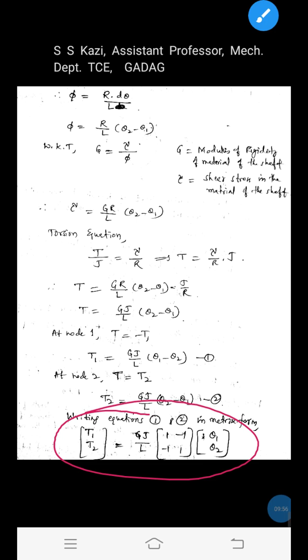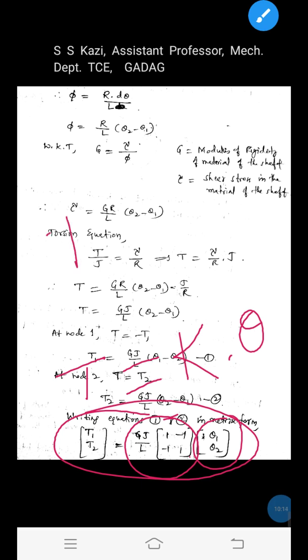Okay, now you can observe here, this can be written as: the vector T is equal to this matrix, GJ by L into [1 -1; -1 1]. This matrix is the torsional stiffness matrix, into this vector, which is the angle of twist, that is theta. We got T is equal to K into theta.